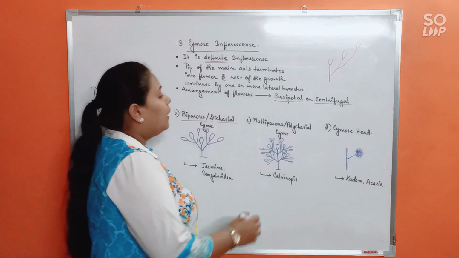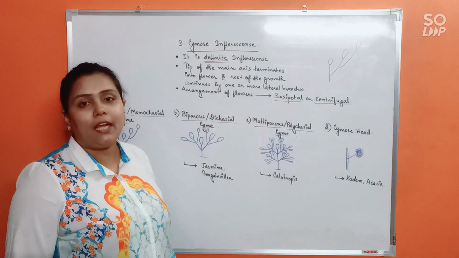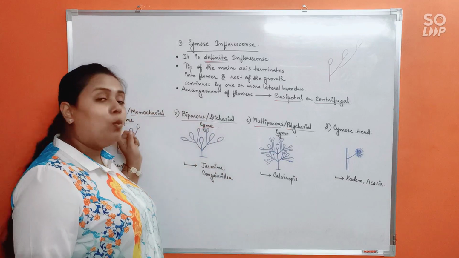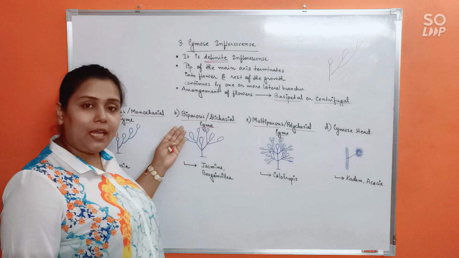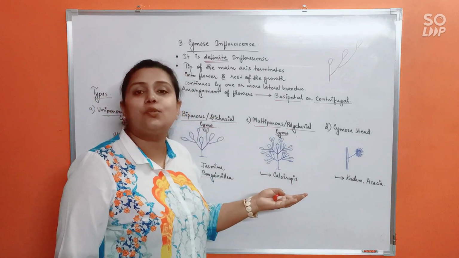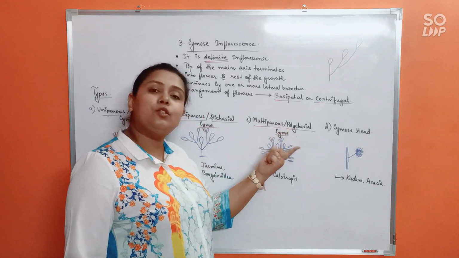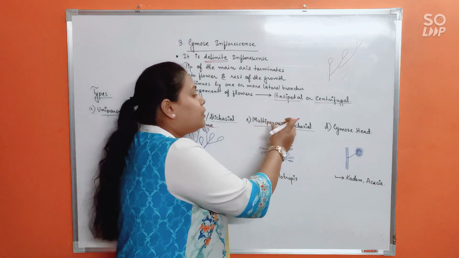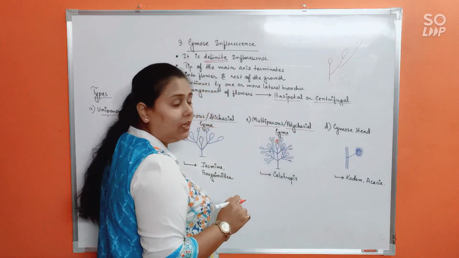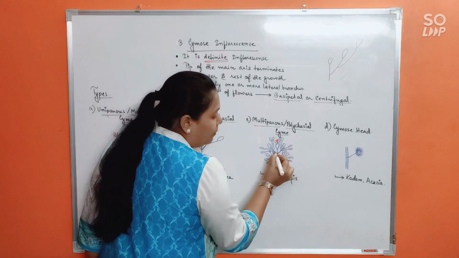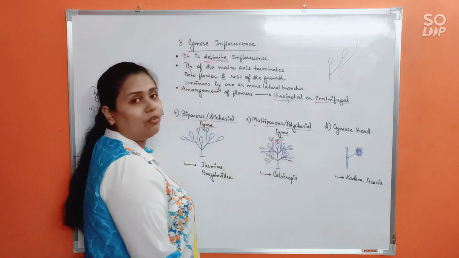Next, multiparous or polychasial cyme. I think by now you all are clear what it means. One lateral branch, mono; 2 lateral branches, bi. If more than 2 lateral branches arise, of course we'll call it multiparous or poly. Poly also means many, right? Multiparous or polychasial cyme. As you can see, this is the terminal flower and the lateral branches that are arising are this 1, 2, 3 and 4. 4 lateral branches.